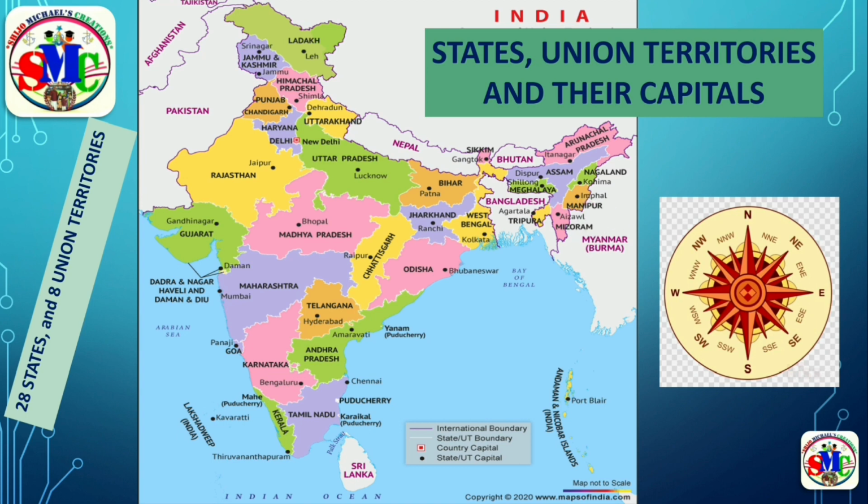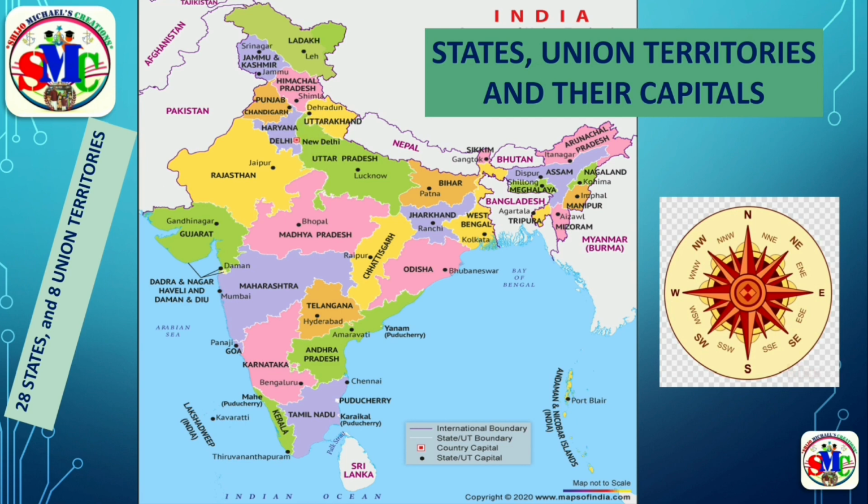The 16th state is Meghalaya and its capital is Shillong. The 17th state is Mizoram and its capital is Aizawl. The 18th state is Nagaland and its capital is Kohima. The 19th state is Odisha and its capital is Bhubaneswar. The 20th state is Punjab and its capital is Chandigarh. Punjab and Haryana have the same capital, Chandigarh.